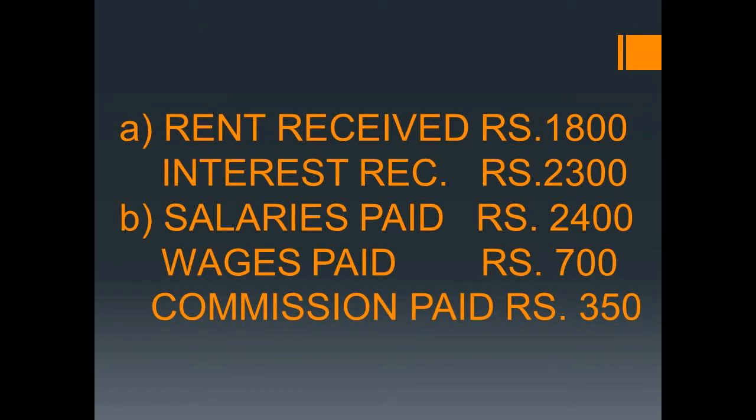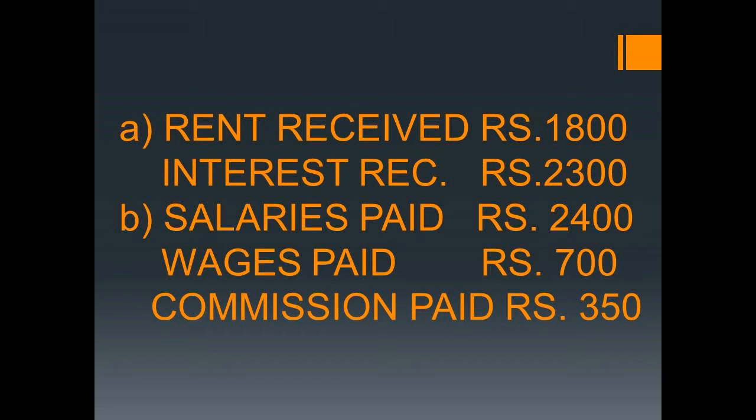Now, you can see two examples of the compound entry. First, you can see the example. Rent received rupees 1800 and interest received rupees 2300. You can see that in this question, the year, date and month are not mentioned. We don't use any date in this question.